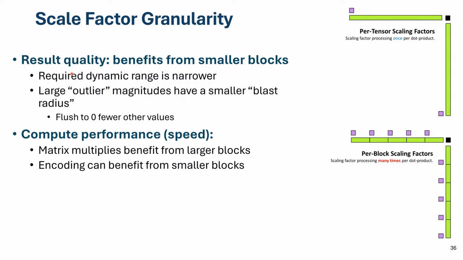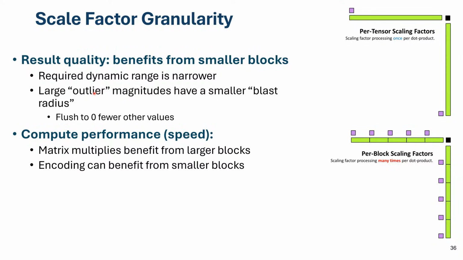But then for result quality, intuitively having smaller blocks is better, right? Because if your block gets smaller and smaller, then potentially you need a narrow dynamic range within the block. Or another way to think about it, your outlier magnitudes, large values, go into a smaller block, so their blast radius is smaller, right?